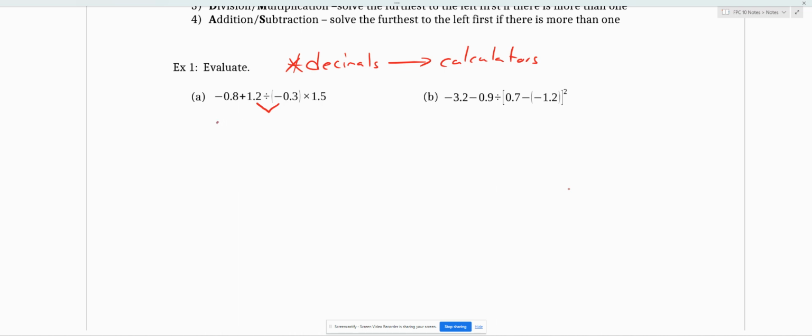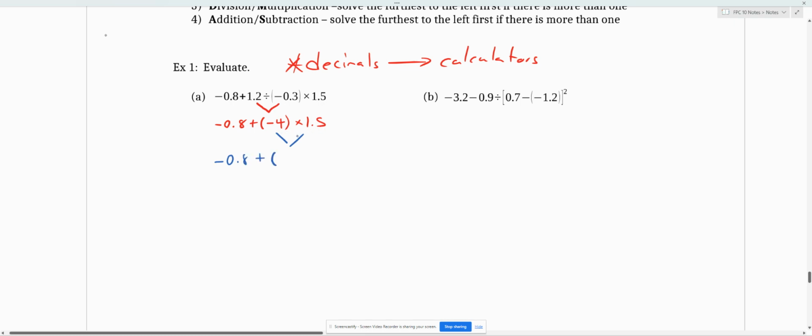So what do I end up with? Well, just copy what we have so far, negative 0.8. 1.2 divided by negative 0.3 is negative 4. So copy the addition and your result of each operation, place it in brackets just to be safe with negatives. Okay. And now I can see, all right, my next step is my multiplication with the negative 4, still having the addition out here. So I still have negative 0.8 plus whatever I'm going to get here. When I multiply that, I will get negative 6 in my calculator if needed, or in your head.